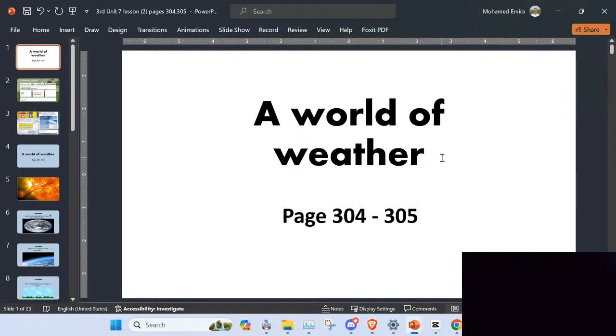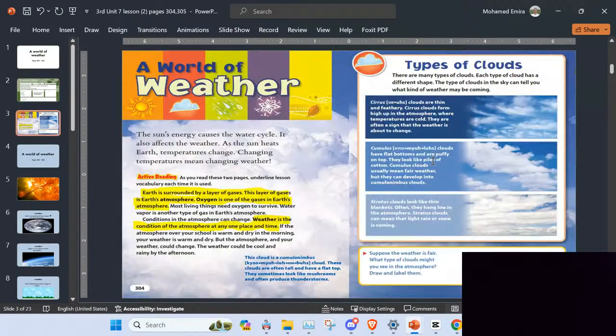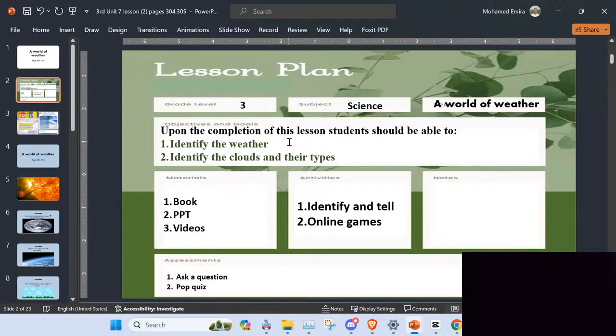Let's start with the first topic for our live session today, A World of Weather, pages 304, 305. Basically, in this PowerPoint, we are going to try together to understand what is weather, kinds of weather, what happens to the weather, why do we have different weathers and different seasons throughout the whole year. Also, we're going to focus specifically on clouds, types of clouds. When I see this cloud in the sky, what does it tell me, and so on.